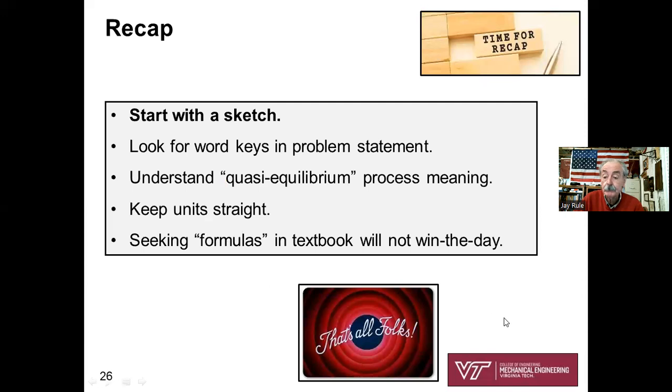That's example problem 2. We've gone through 2 example problems. I apologize for maybe it taking long. I wasn't timing myself. I don't have a good handle on the time. But what kind of things did we learn from these 2 examples and the crash course in keywords? Start with a sketch. Look for word keys in the problem statement. That's going to be up to you. Understand what quasi-equilibrium process means.